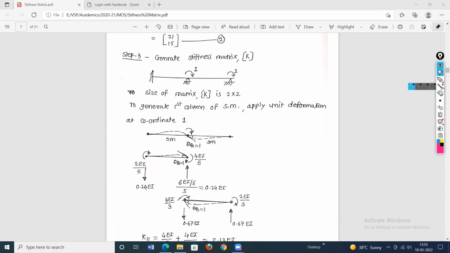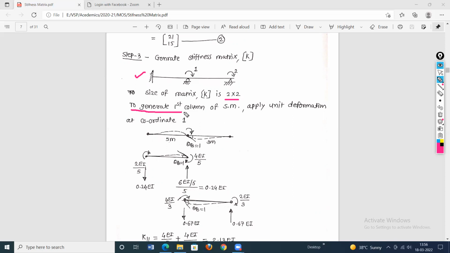Then third, now we will generate the stiffness matrix. In part 2, the stiffness matrix, we discussed in detail how to generate it. Since this is the first example, here also we will discuss how to generate the stiffness matrix. In the given structure there are two coordinates, so the size of the stiffness matrix will be 2 by 2. So there will be 4 elements: 2 elements in the first column and 2 elements in the second column. Now we'll generate the first column of the stiffness matrix.